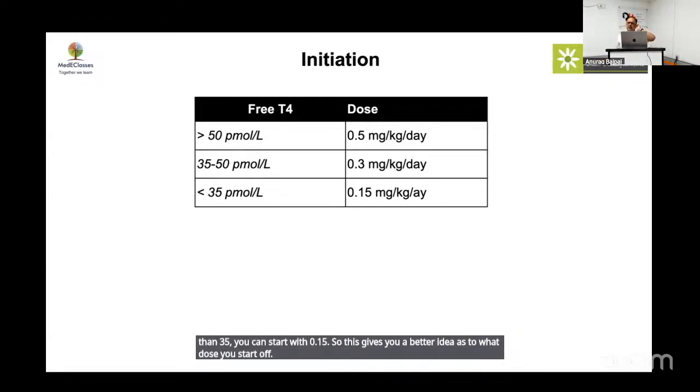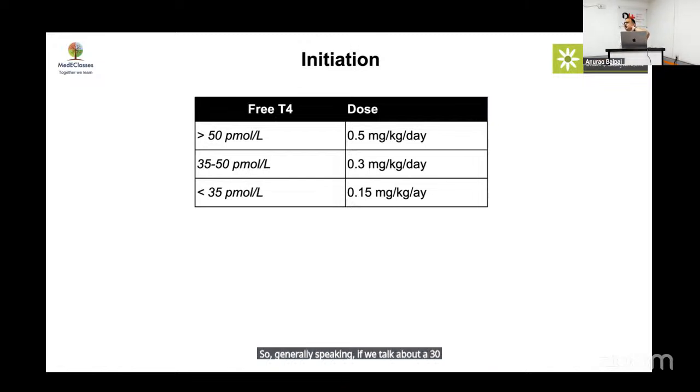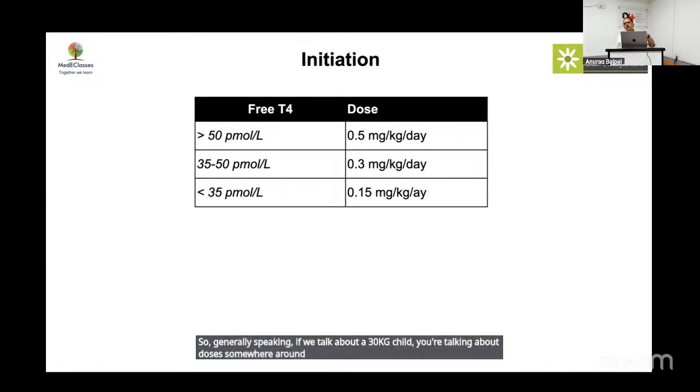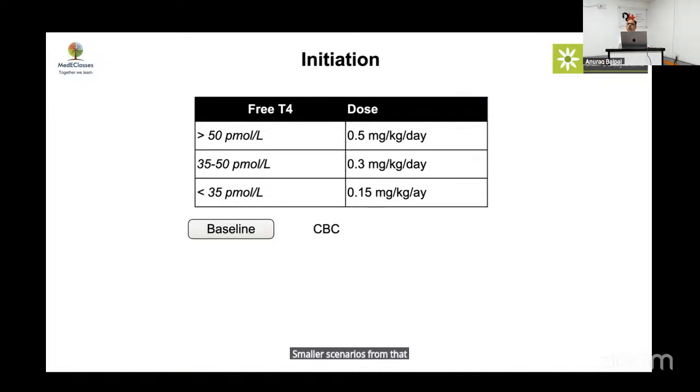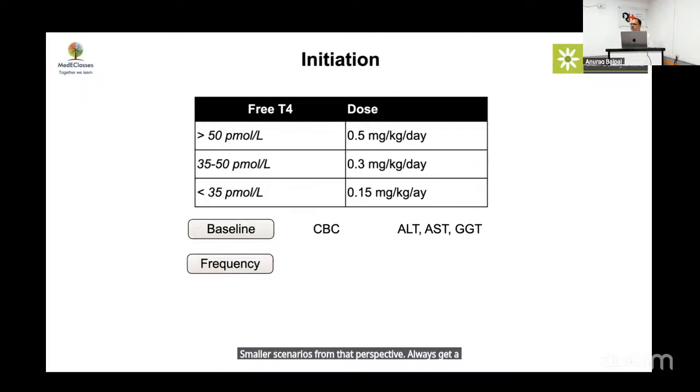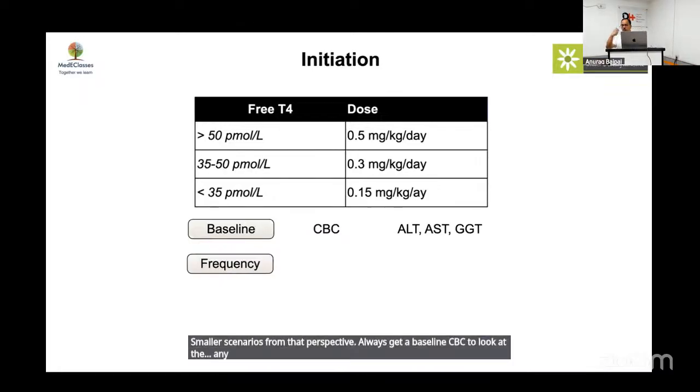So generally speaking, if you talk about a 30 kg child, you're talking about doses somewhere around 15 to 20 milligrams if the levels are very, very high, 10 to 15 milligrams if they are borderline, and 5 to 10 milligrams in milder scenarios from that perspective. Always get a baseline CBC to look at any possibility of dyscrasias.